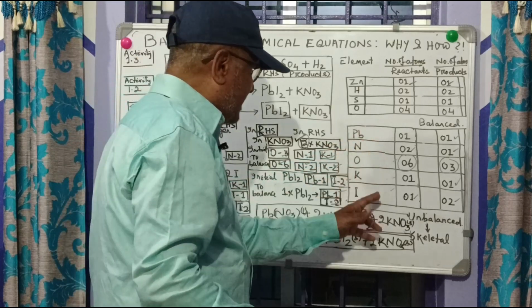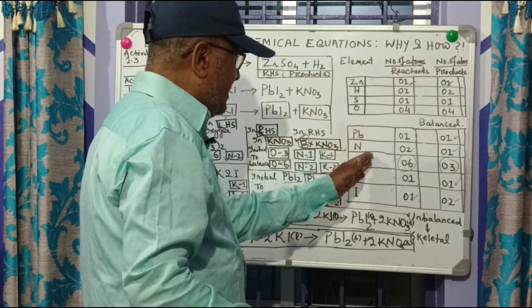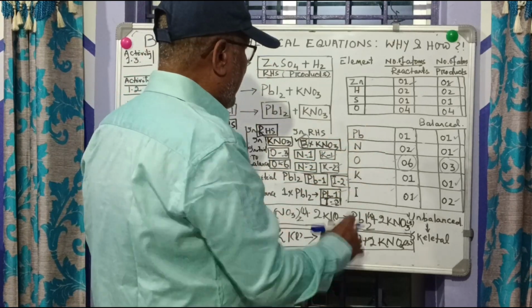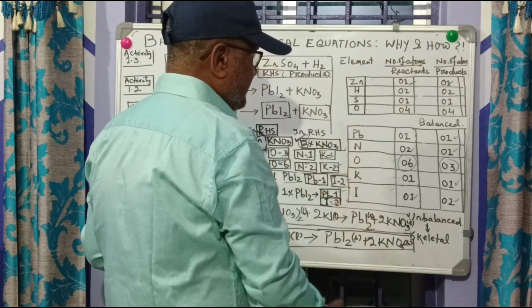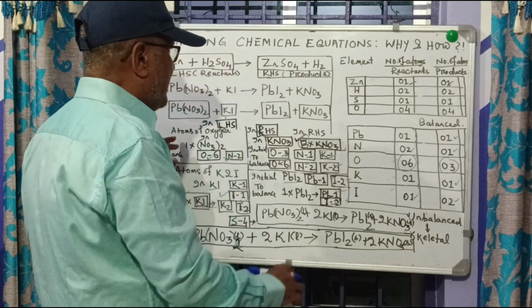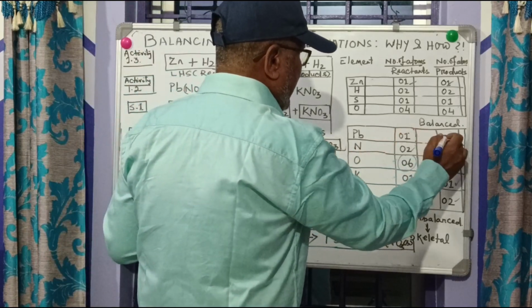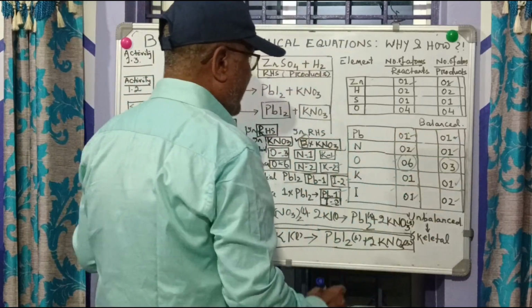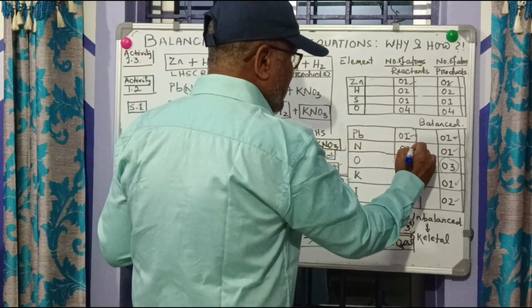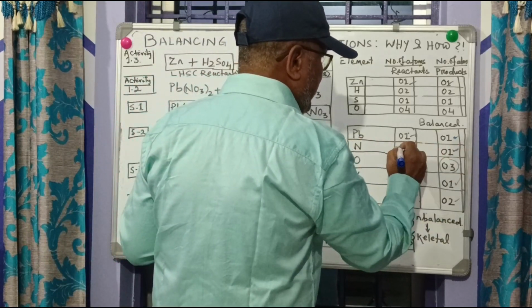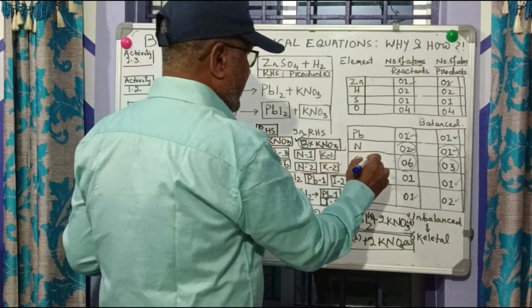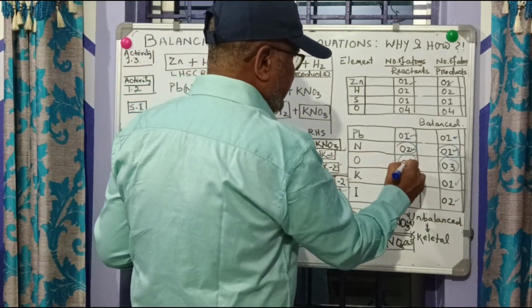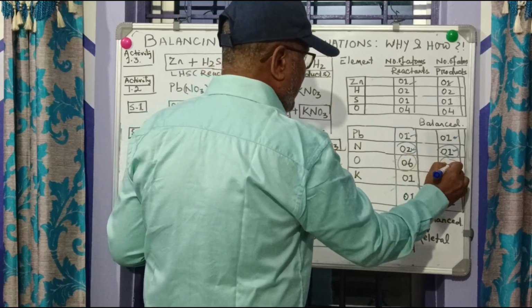Let's write, as per the principle, the elements present in the reaction. That is lead, nitrogen, oxygen, potassium, and iodine. Let's compare. Lead, reactant 1 and product 1, this is okay. Nitrogen, reactant 2, product 1. So here is the difference. Oxygen, you see 6 in the reactant and 3 in the product.